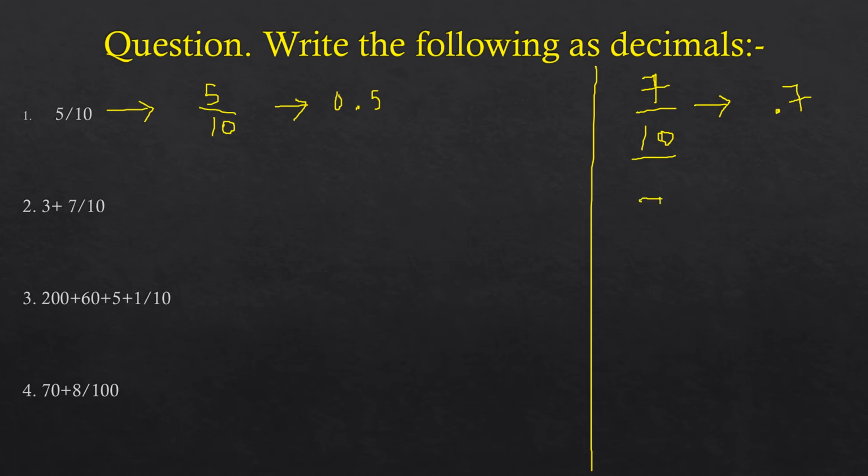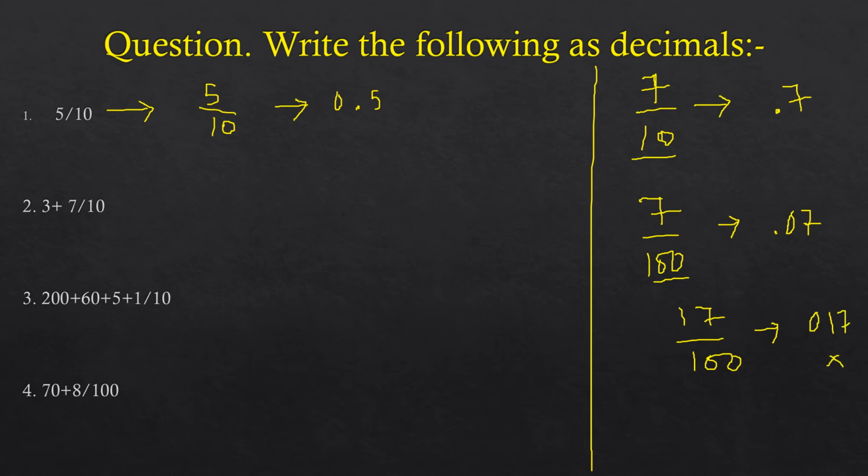Okay, suppose you are having 7 by 100. When you are having 100 in the denominator, then you write 10 and then the numerator and then apply the decimal point. Now you can have one more case, like 17 by 100. Now don't do this, that you are inserting 10 here and then writing 17. This is wrong. When you are having 2 zeros in the denominator, this only happens in case of 10, 100, 1000, when you are having zeros with 1.